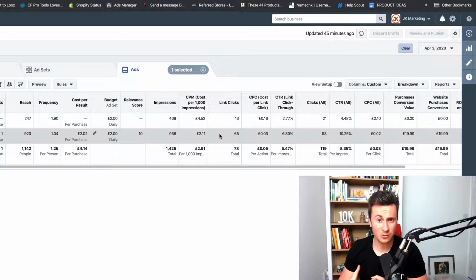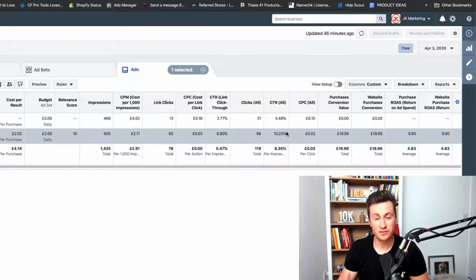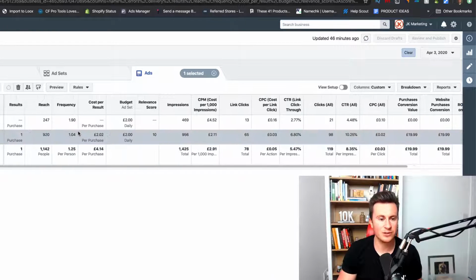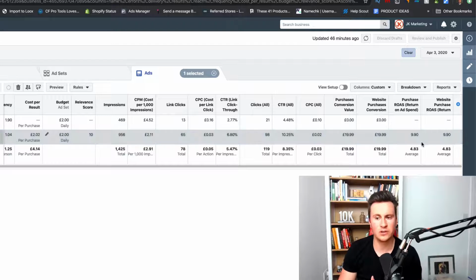Now these are website conversion campaigns and they are purchase ad sets too. As we get into the strategy, it will become clear how I'm able to get these CPMs so cheap. Cost per link click on average is 5 pence, which even for my standards is actually really cheap as well. So I was quite surprised by that myself. And in terms of the actual amount of purchases, I believe it was only one purchase for £19.99, which left me with a 4.83 ROAS. So nothing special, but not too bad.